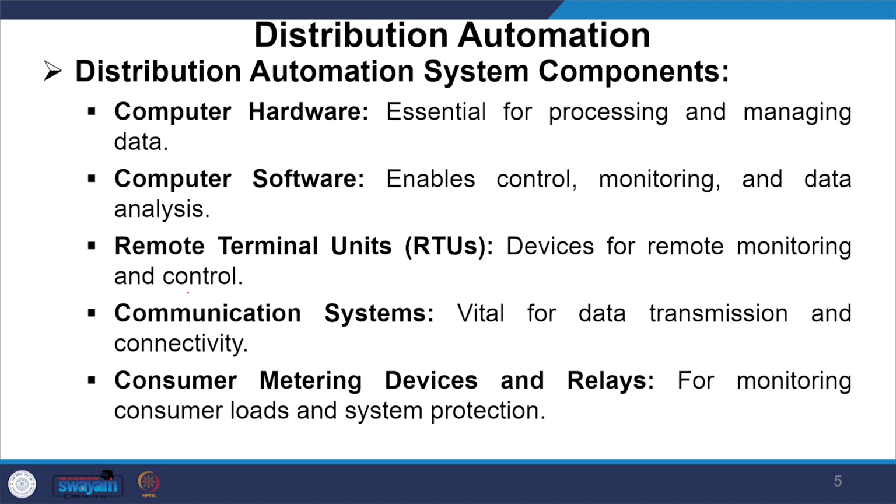Now, what are the components that constitute the complete distribution automation system? The components are computer hardware, essential for processing and managing data; computer software, which enables control, monitoring, and data analysis; RTUs, devices for remote monitoring and control; communication systems, which are vital for data transmission and connectivity; and consumer metering devices and relays for monitoring consumer loads and system protection.